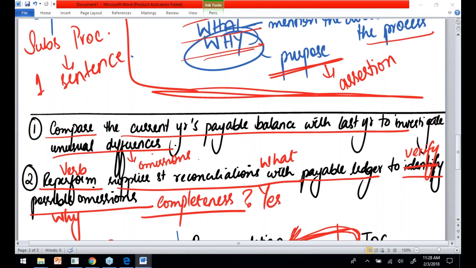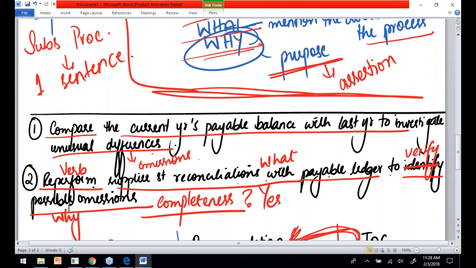All right. So, in this substantive procedure, again, I have mentioned a verb, a what, and a why. Can I mention the assertion here? Absolutely, yes. So I can amend this to write re-perform supplier statement reconciliation with payable ledger to verify completeness. And that would still be correct. Please remember that any audit procedure that does not mention what you're checking or does not mention why you're checking it is absolutely incorrect.